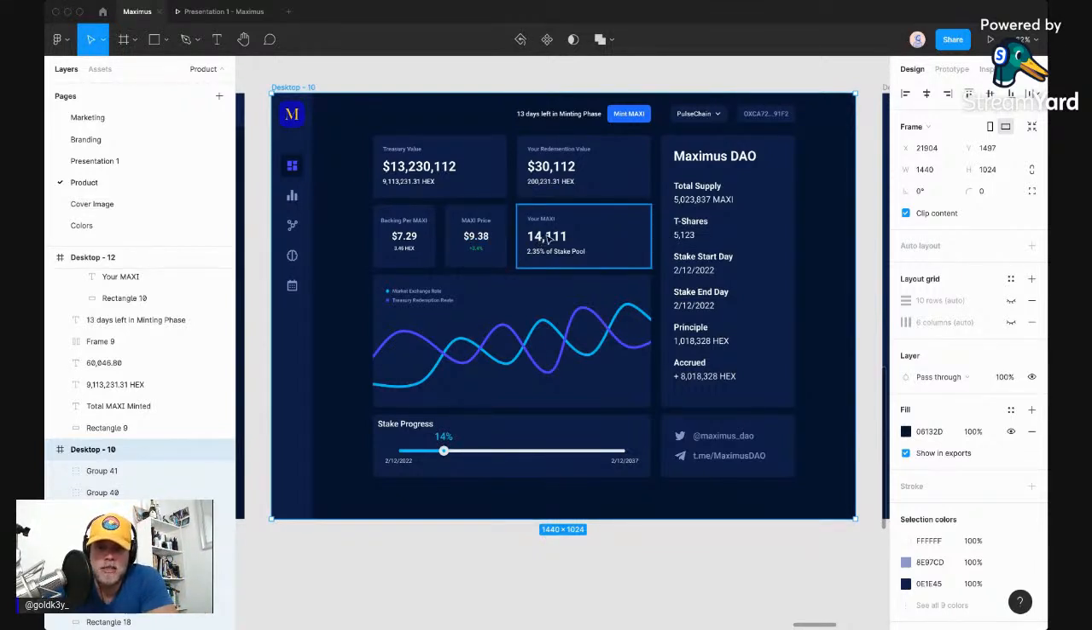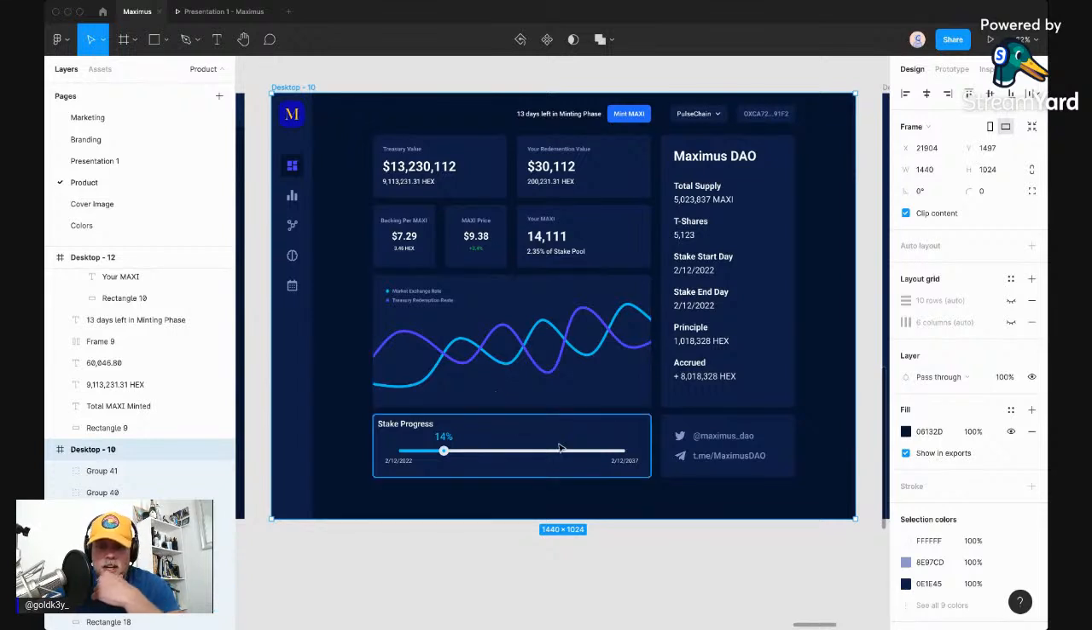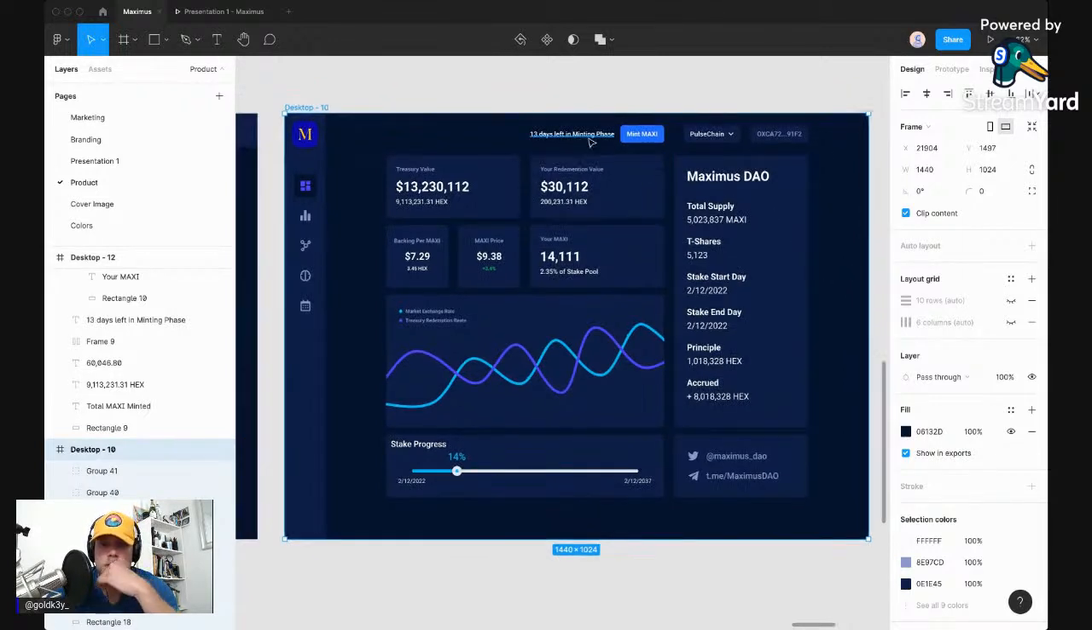And then, so this is your maxi. So, 14,000 maxi, percent of the pool. This is just kind of a placeholder of a good chart for that market rate and the treasury redemption rate. We've got the progress bar down here showing how long until the end of the stake. And then we've got some more stats over here with dates. So up here, you could mint more maxi.